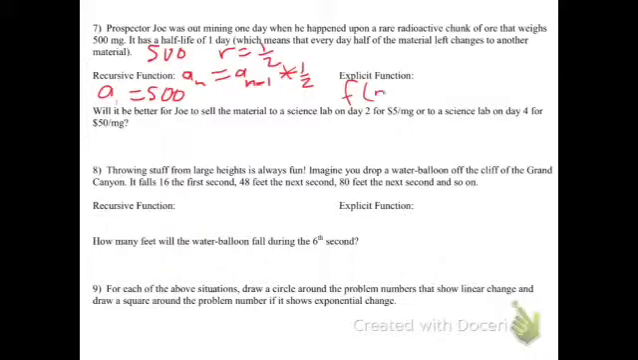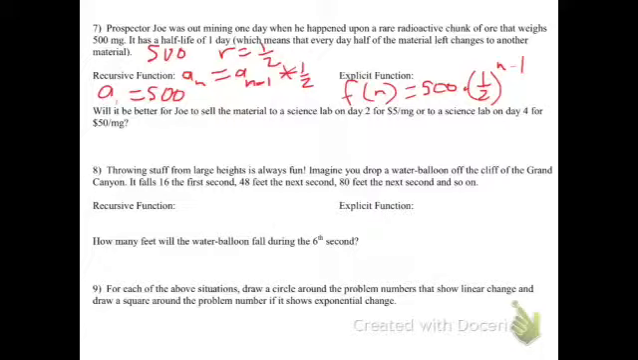And so my start value is going to be 500. And the common ratio is going to be 1/2 because it's losing half every day, half of the previous day. Okay, so I got my crucial information. A sub n equals a sub n minus 1 times 1/2, and then a sub 1 is 500. My explicit function: f of n equals 500 times 1/2 to the n minus 1 power. Okay, so there we go.